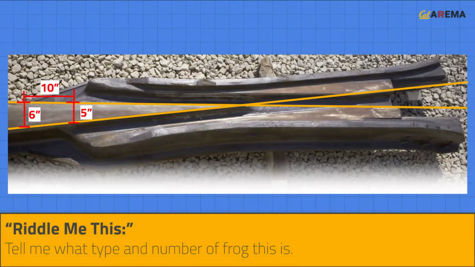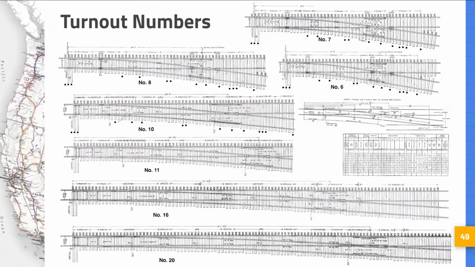As a quick exercise, let's find out the type and number of this frog. First, we can identify this frog as an RBM frog. Second, by measuring the ratio of the spread and length of the frog, we can determine this is a number 10 turnout. To give some intuition for how the frog number impacts the length of the turnout, here is a comparison of various turnout numbers. For reference, many new turnouts in mainline trackage are number 24 turnouts, which are over 200 feet long.